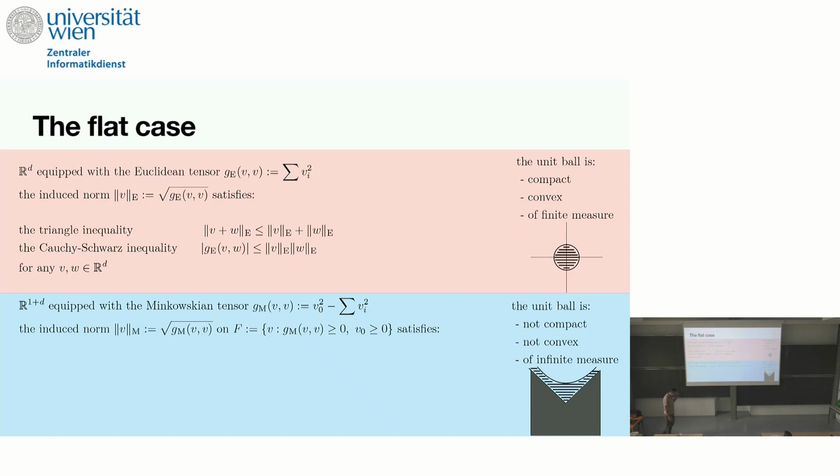Now, the flat model case in Lorentzian geometry is the Minkowski space. Minkowski space is just, if you want, R^(D+1) with this metric tensor. Let's agree on the signature.